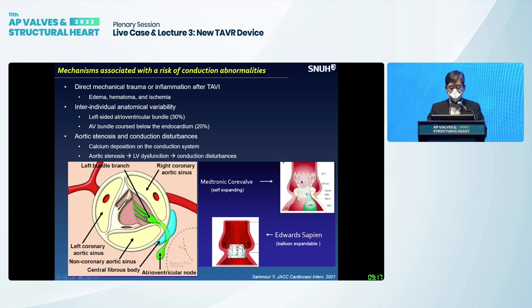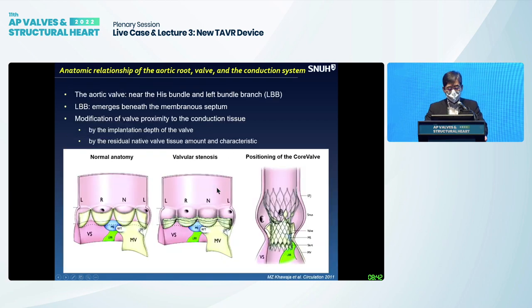When we see the valve structure from the head, there are the left sinus, right sinus, and non-coronary sinus. The AV node passes from the right atrium, right ventricle, and the left ventricle, exactly between the RCC and NCC. Thus, if you have heavy calcification in the annulus structure of the left sinus, the implanted valve is biased toward this point, leading to AV conduction abnormality. Once again, a normal anatomy, and the valvular stenosis anatomy from the left ventricle: membranous septum, muscular septum, and the emerging point of the left bundle branch between the right and non-coronary sinus.